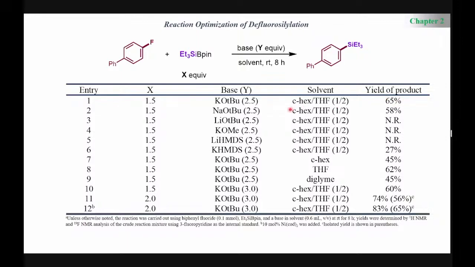Here we can see from entry 2 to entry 6. In the same solvent, potassium is the best base for this reaction, and changing solvent did not increase the yield. By putting in more equivalents of cyclobromate and base, we ended the yield up to 74% in entry 11. For entry 12, we used the same reaction condition as entry 11 plus 10% of nickel catalyst. The yield increased from 74 to 83%. Well, this result suggested that this nickel catalyst does have a positive influence on this reaction.